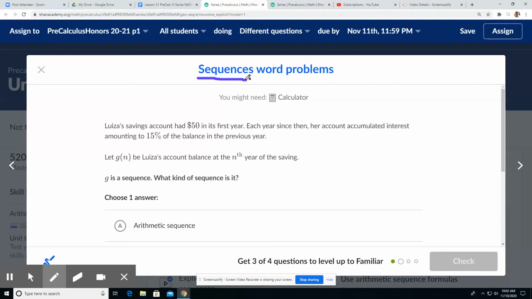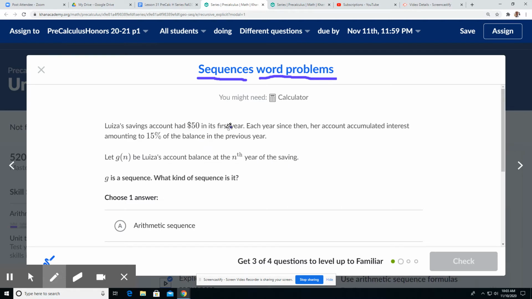We're using sequences in the context of word problems. So these are situations. Louisa's savings account had $50 in its first year. Each year since then, her account accumulated interest, so it's growing, amounting to 15% of the balance in the previous year. All right, let G sub n be Louisa's account balance in the nth year of savings.